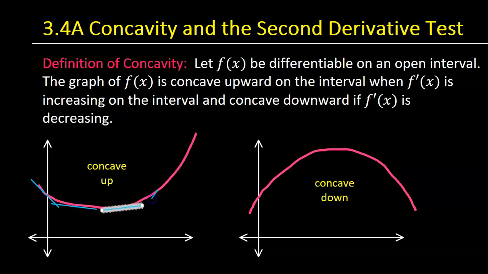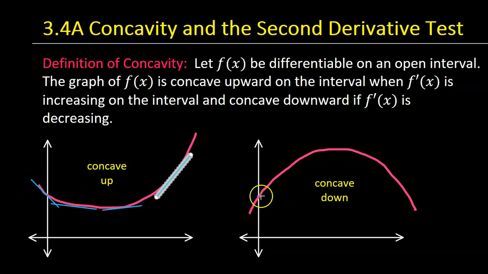As we move further over, now the slope is beginning to become positive. As we go over a little bit further, we see that the slope is getting steeper and still positive. So as we go from left to right, the slope is constantly increasing. It starts off very negative, then it gets less negative, then it goes positive, then it gets more positive, and so on. So the slope is increasing, which means that the derivative is increasing. So that's what makes this concave up.